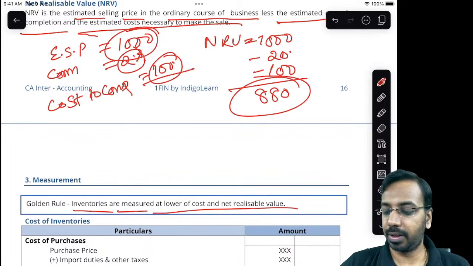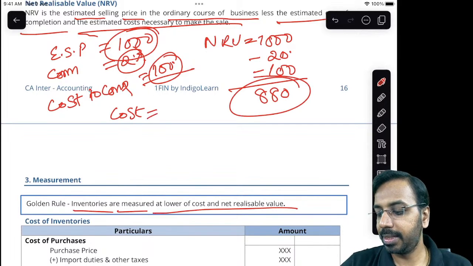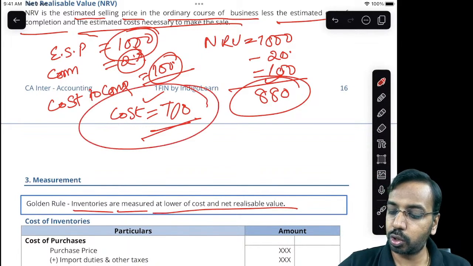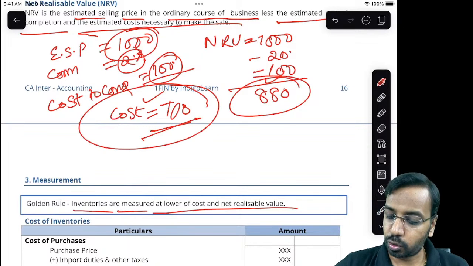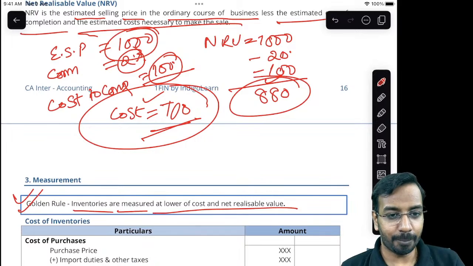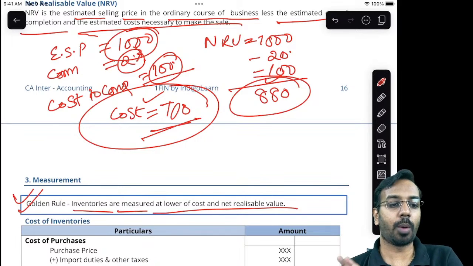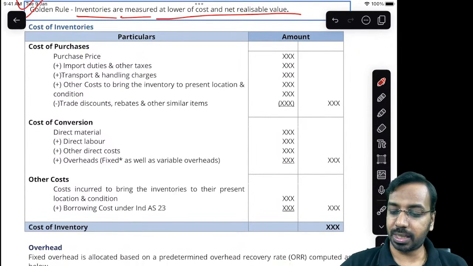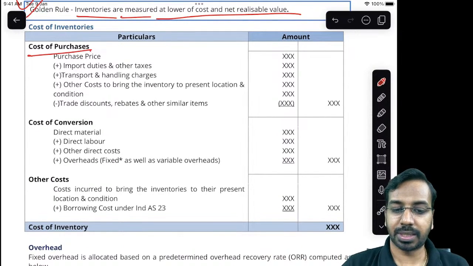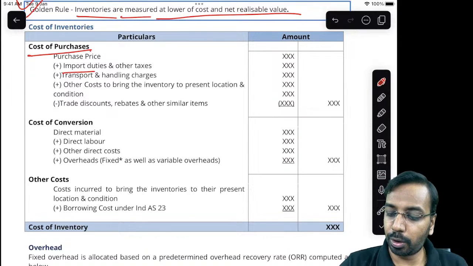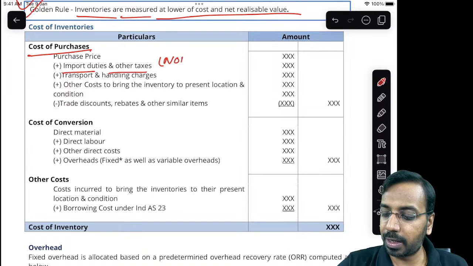This is the NRV. Let us say cost is 700. So cost or NRV, whichever is lower, 700 is lower, so you will value it at 700 only. So this rule you should not forget. There is one exception in case of raw material, which we will be talking about when we reach the raw material valuation part. Right? Now, what is cost? As far as cost is concerned, cost includes the cost of purchase, the amount you pay to the supplier, plus any import duties and other taxes which are non-refundable.